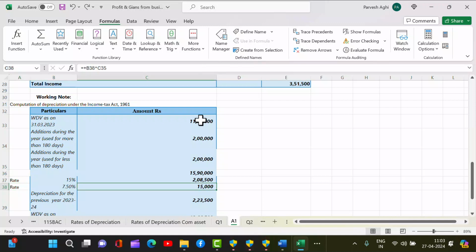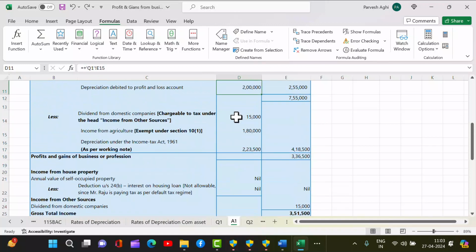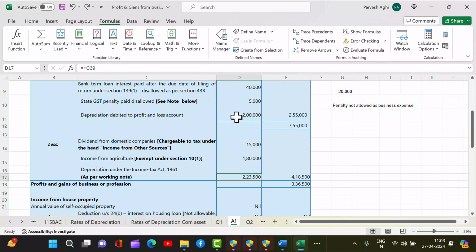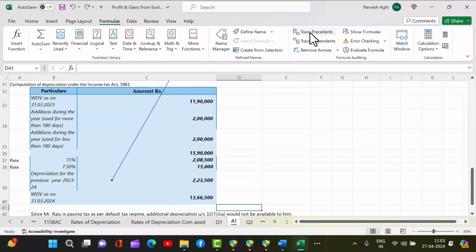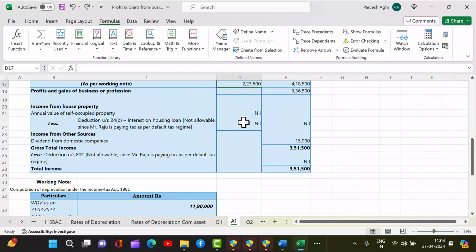Yes, sir. Fine. This depreciation is going to be 2,23,500. Is that okay? Fine. So then we can just check here. We have shown 2,35,000 here, which is coming from here. Is that okay? Yes, sir. Fine. So remove errors, but we are just going through it.